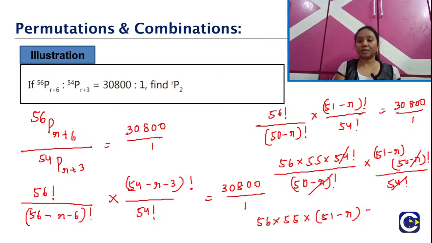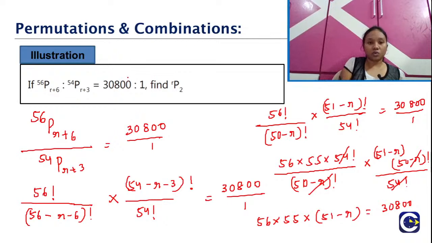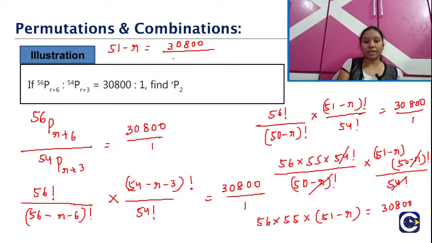So this complete thing will be equal to 30,800. Anyways, divided by 1, it will be the same thing. Right. So now we'll be having 56 into 55 into 51 minus r will be equal to 30,800. So now we can write this as 51 minus r will be equal to 30,800 divided by 56 into 55. So let's see the calculation. 30,800 divided by 56 will be 550, and if we divide it by 55 it will be 10. So this will be equal to 10.